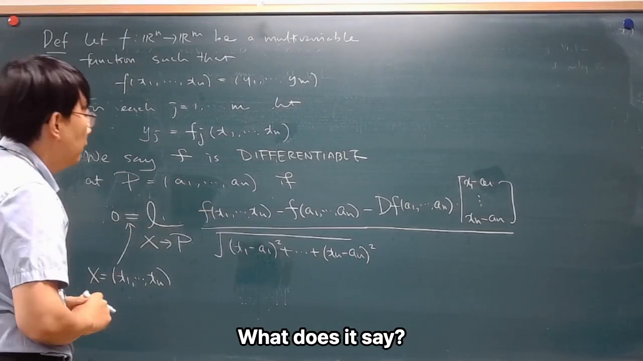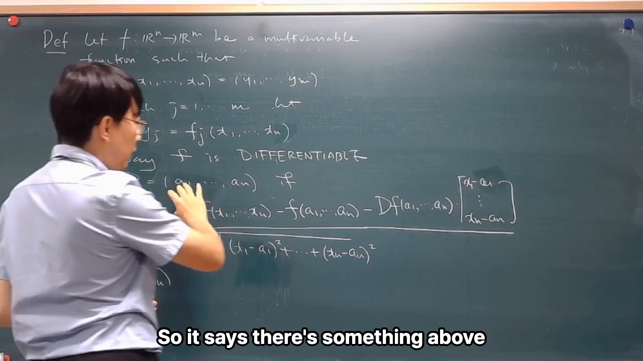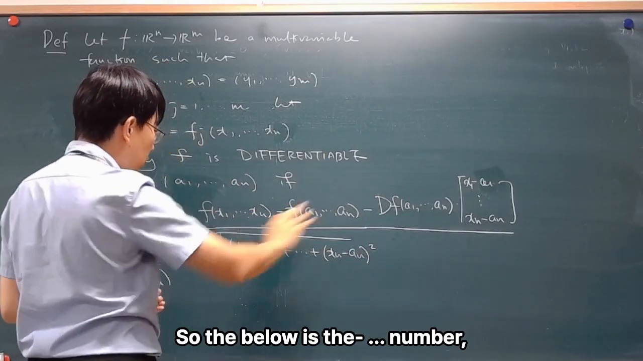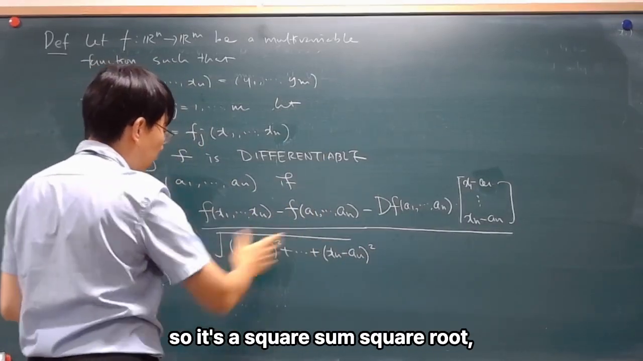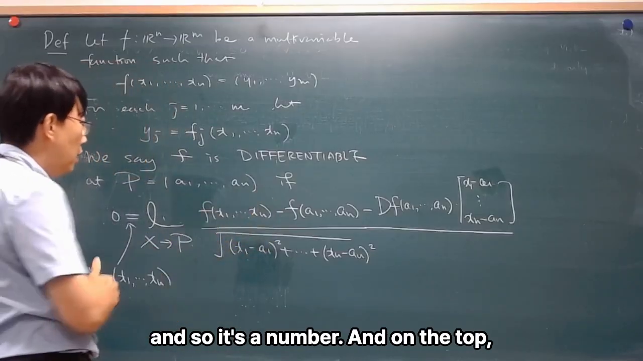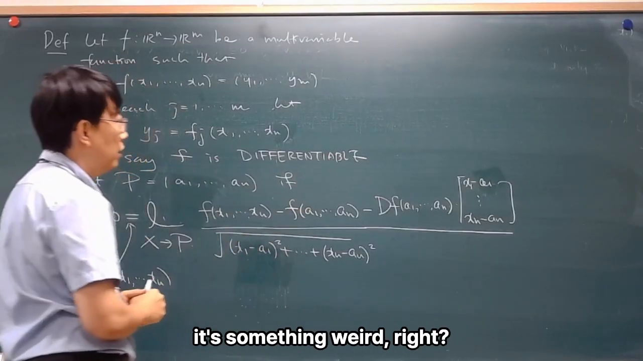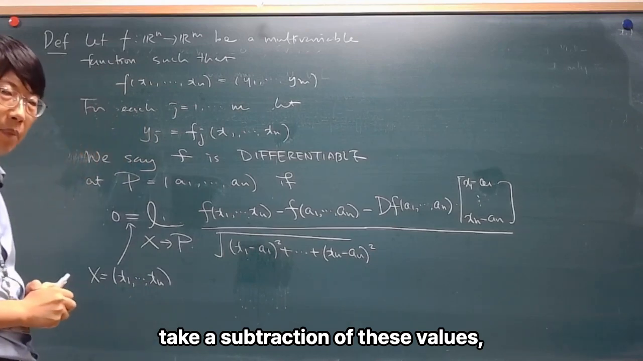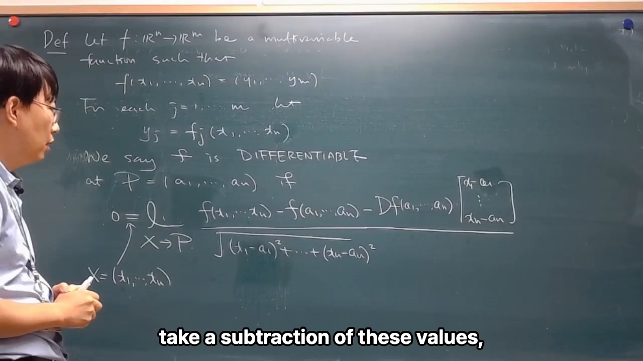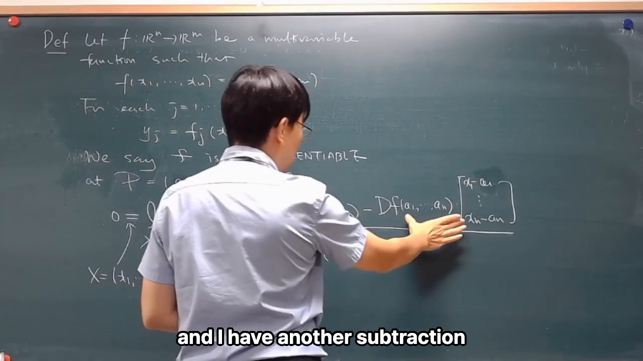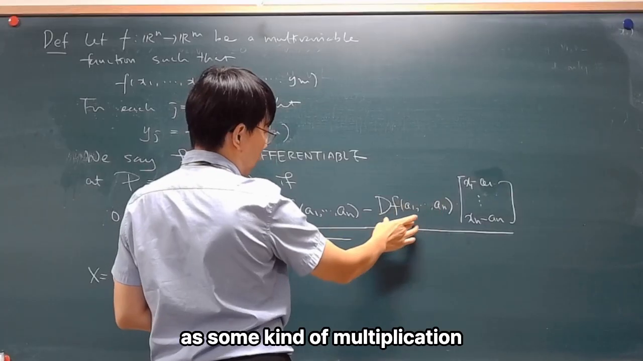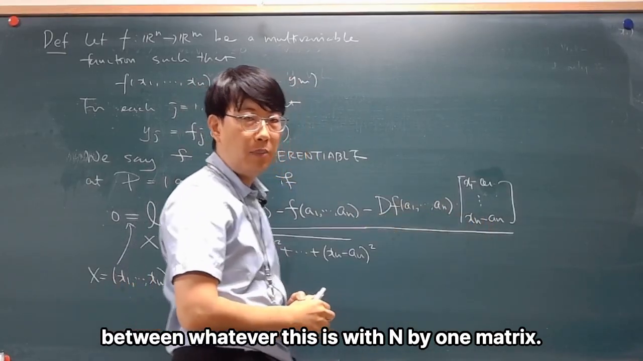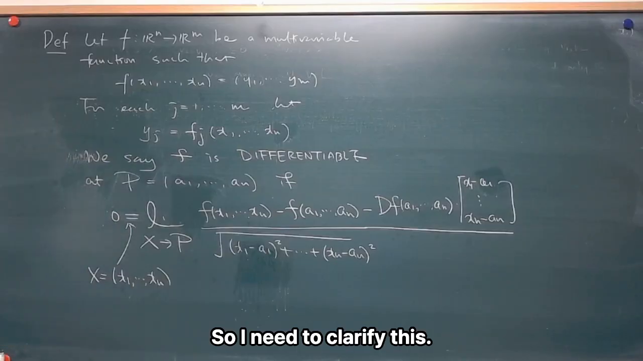What does it say? There's something above in the numerator of the ratio and something below. The below is a number, a square sum square root, so it's a number. And on the top, it's something weird, right? I have a value of the function, take a subtraction of these values, and I have another subtraction as some kind of multiplication between whatever this is and an n by 1 matrix. So I need to clarify this.